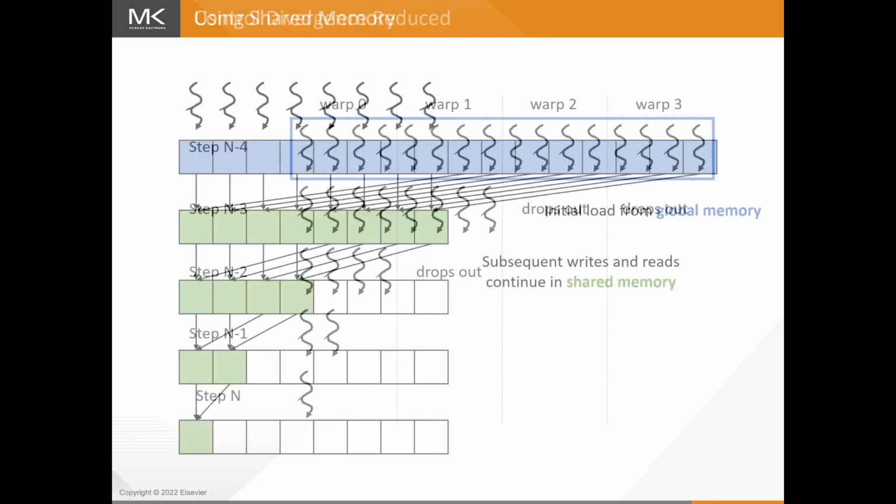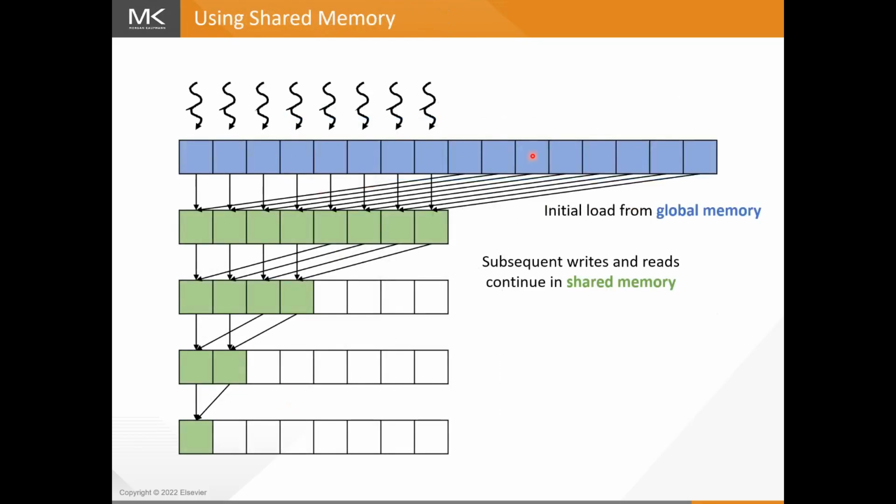Another optimization we applied is using shared memory. We said that once we load the data from global memory, we can put it in shared memory and execute the reduction tree inside of shared memory.